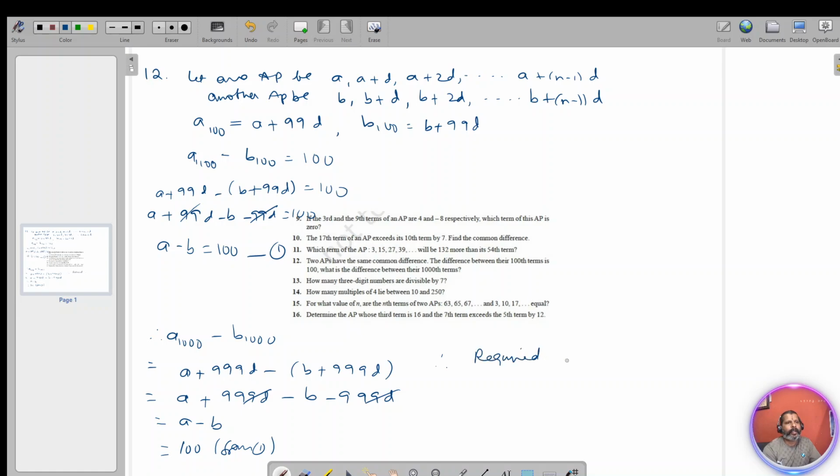Therefore, conclude the required difference between their thousandth terms is 100. I told you in the beginning, if common difference is same, it doesn't matter with the number of terms, the difference between any two terms will be same. Okay. We'll move to the next question, 13th one.